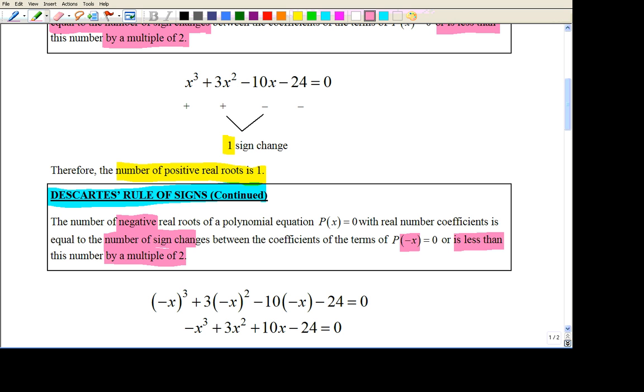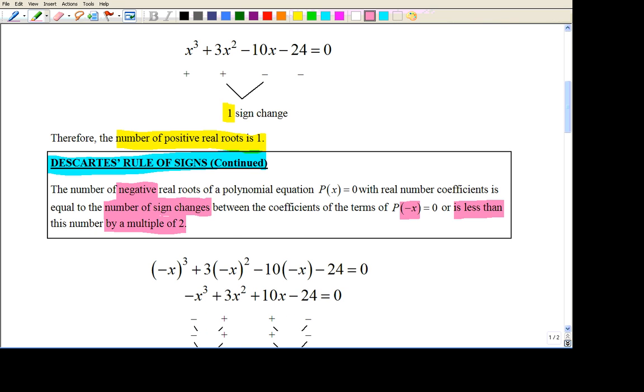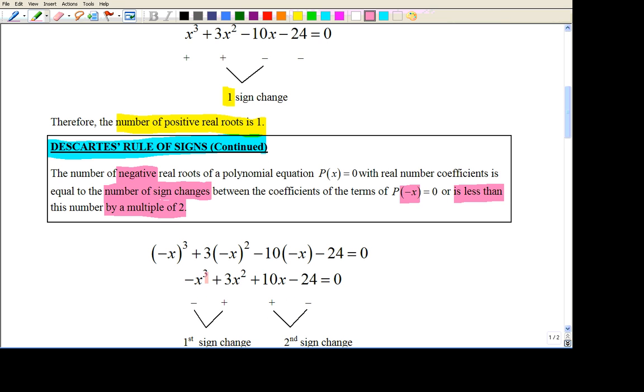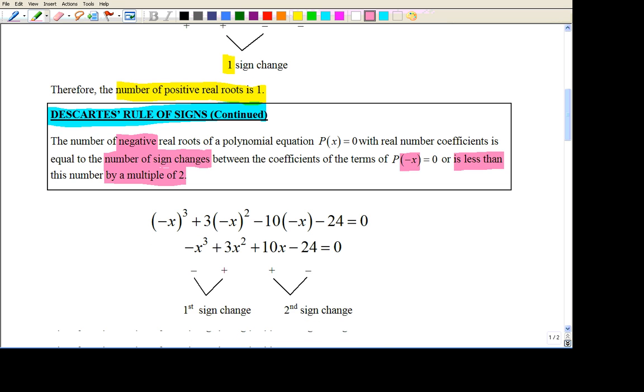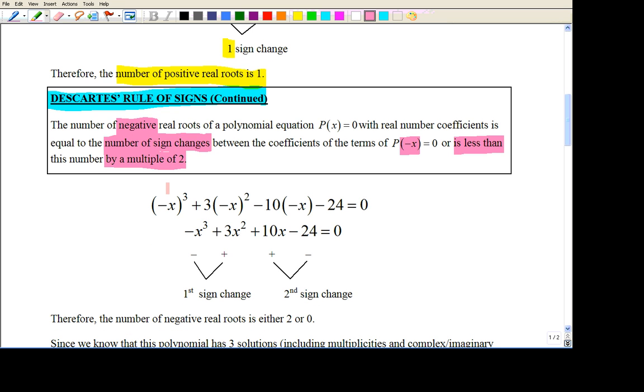So we're still looking at the number of sign changes. But what we do is we take negative x and plug it in parentheses where there used to be a positive x, and then we want to simplify that to determine how many sign changes we had. So here we'll plug in negative x, and negative x cubed will still leave us with a negative in the front, x cubed. But then the negative x squared becomes a positive x squared because a negative squared is always positive, so that still remains positive. Negative 10 times the negative x is now a positive 10x, and then the negative 24 remains the same.